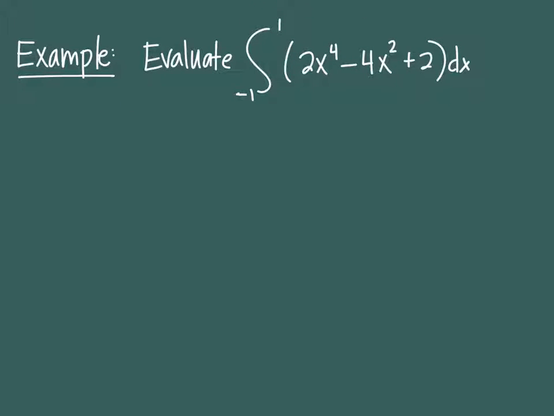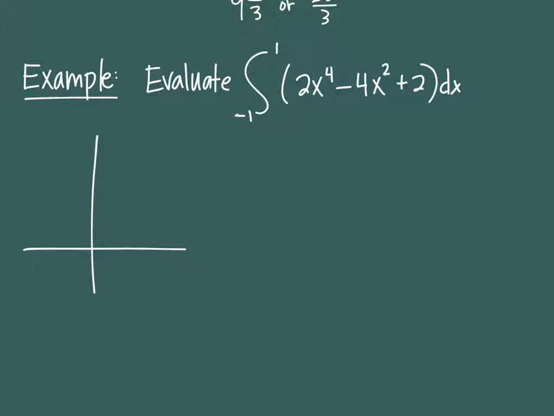Okay, so that function is a symmetric quartic function, and it looks like this. Comes down, hits the x-axis, bounces off, hits the y-axis, comes back down, and bounces off. So it makes sort of this W type of shape. Our bounds are going from -1 to 1, which happen to be exactly where this function hits the x-axis.